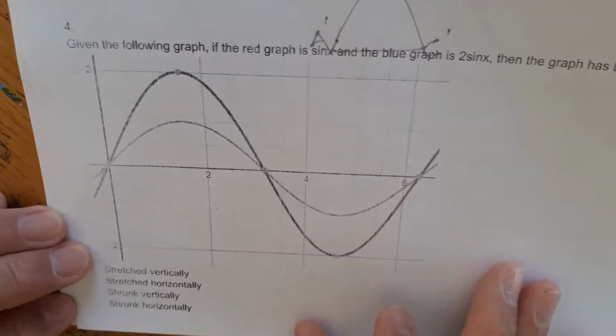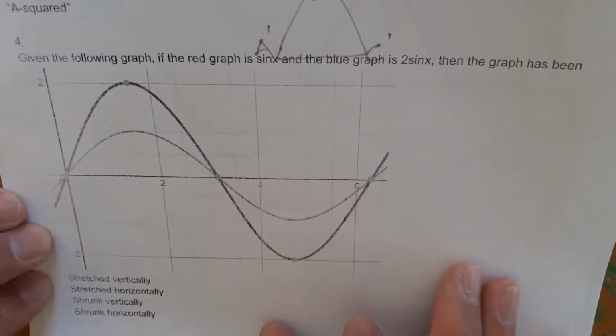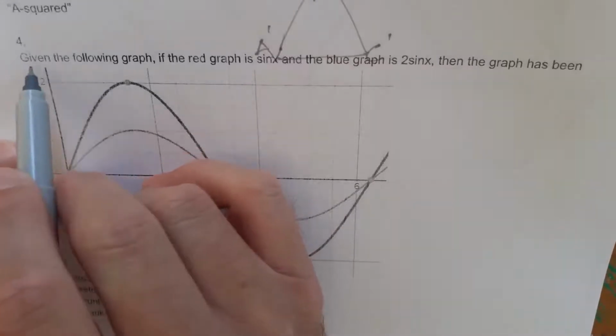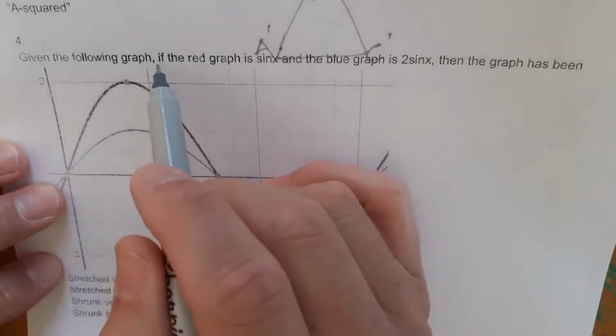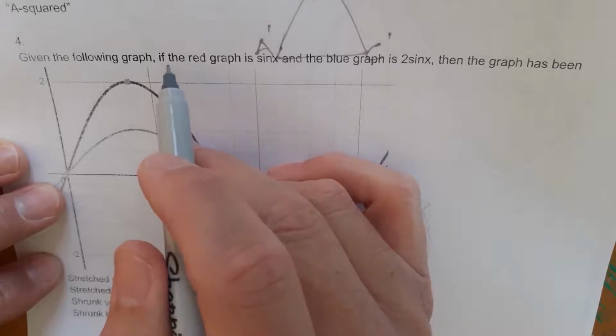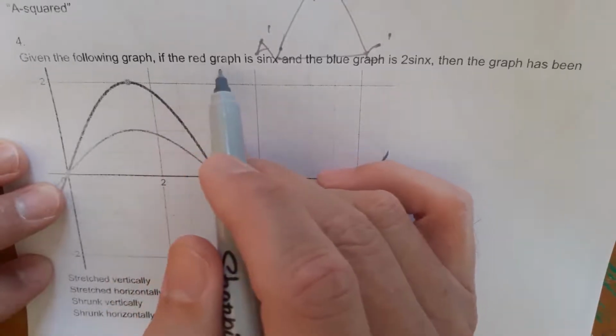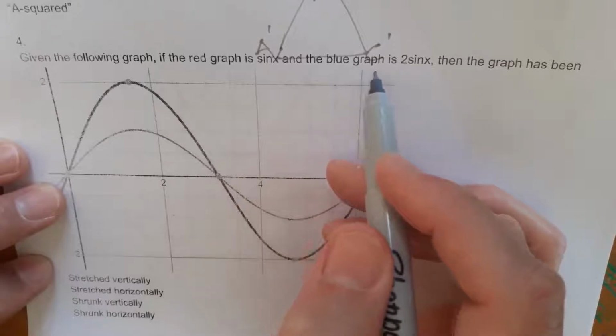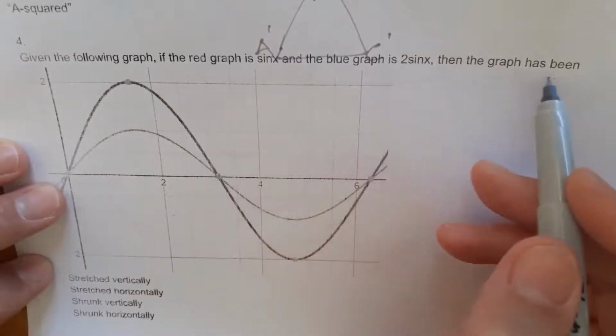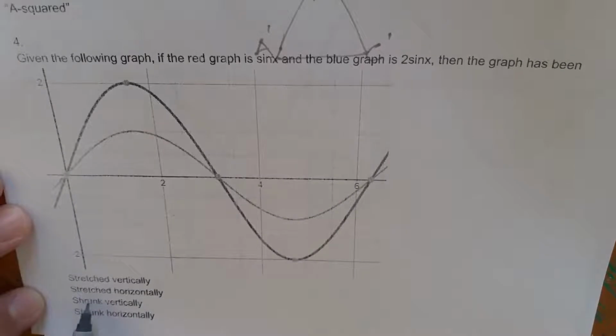Okay. With that, let's get into the meat of the lesson here. Given the following graph, and remember these are the problem sets, you're going to need those notes in your comp book to give you the background. If the red graph is sine x and the blue graph is 2 sine x, then the graph has been, and here are our answer choices: stretched vertically, stretched horizontally, shrunk vertically, shrunk horizontally. All right, four choices. So there are some problems with me going over the question like this. You're going to be looking at this on your screen. You're going to be able to see the red graph, right?